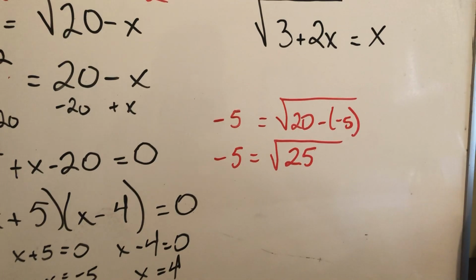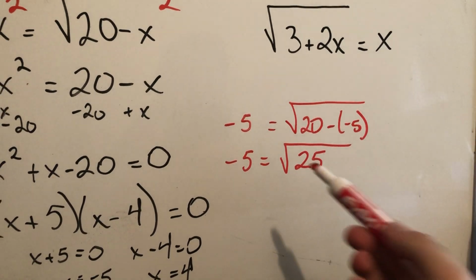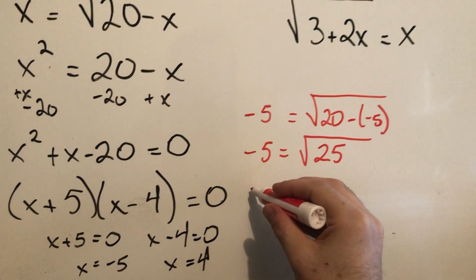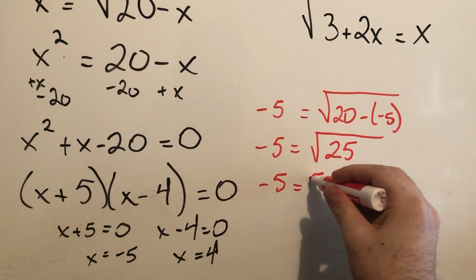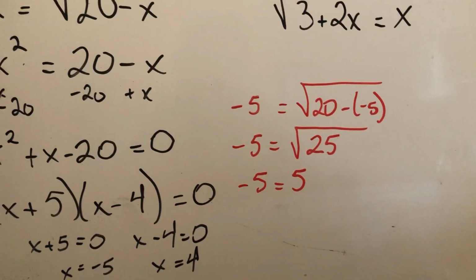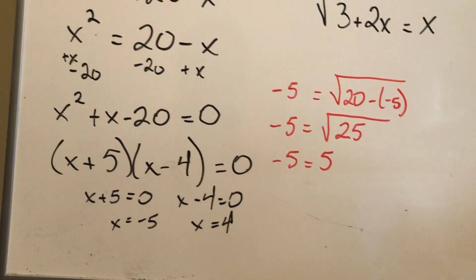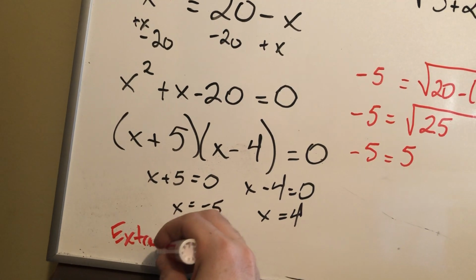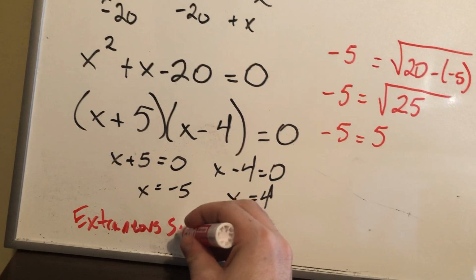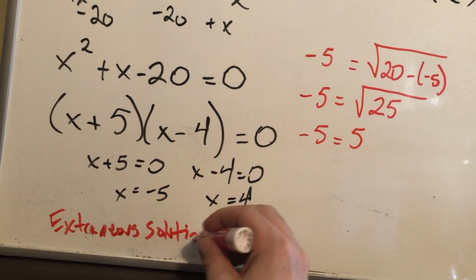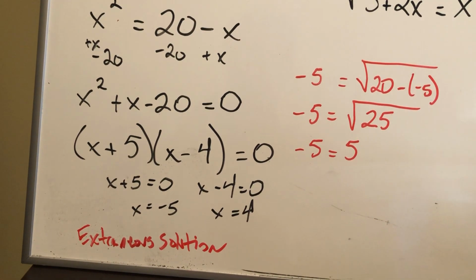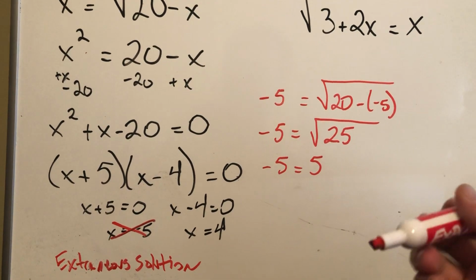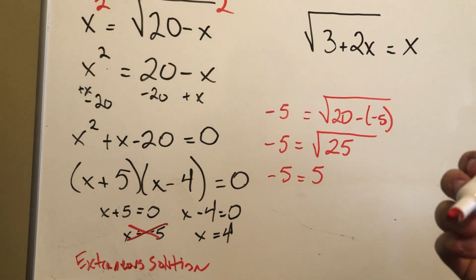Does anyone see what the issue might be here? We have a negative sign opposite a square root. If I continued to simplify this right side, I would have positive 5. So that is not true. So negative 5 is going to be what we call an extraneous solution. You can see this in your textbook in section 11.3. Even though we did all the right steps, it is not a solution to this original problem.